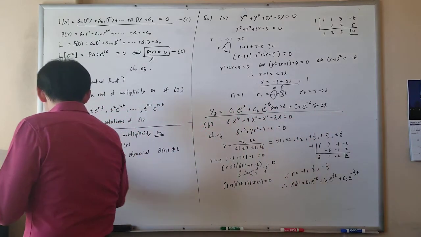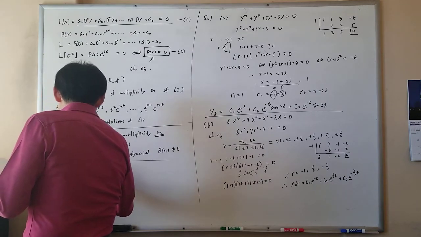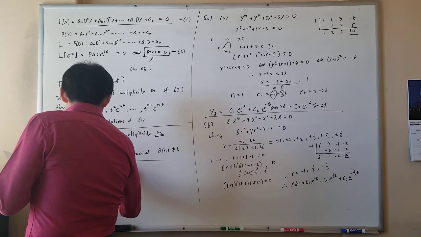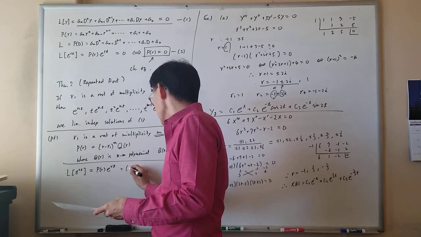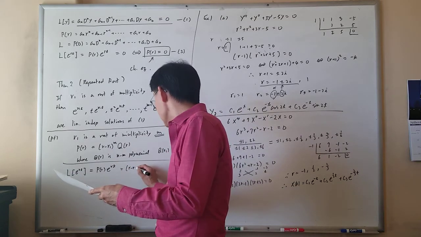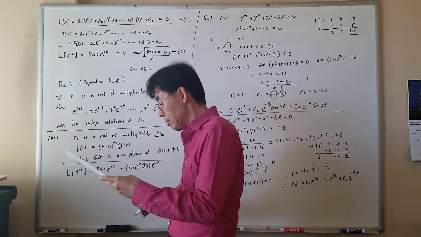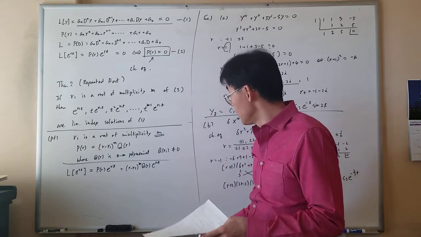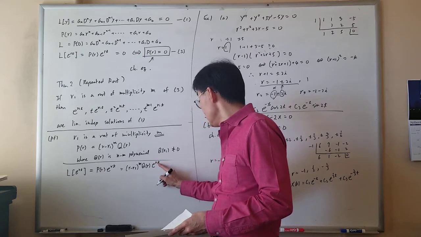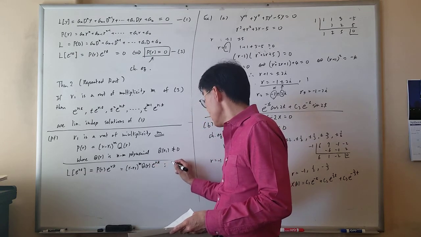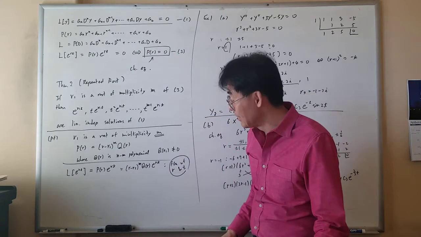Now, knowing this, L of e to the rt, we know that this is P of r e to the rt, right? So, using this, it is r minus r1 to the mth power, Q of r, times e to the rt. Okay? Now, in this one, you see r and t show up. You can consider this as a function of r and t, two variable functions, okay?